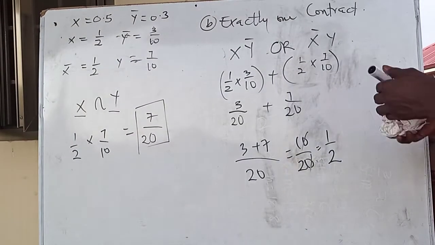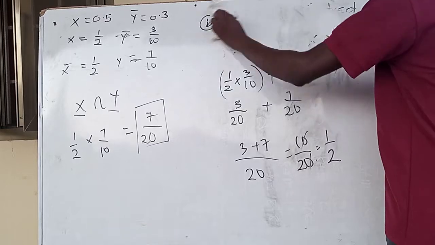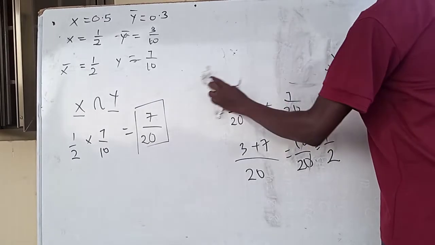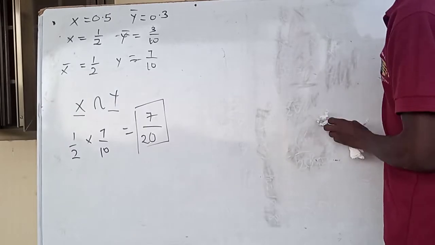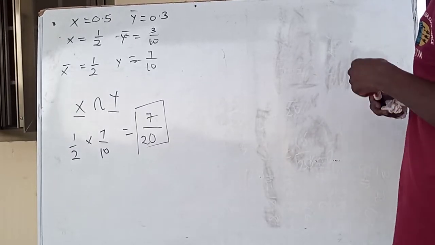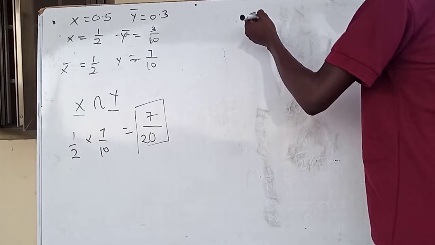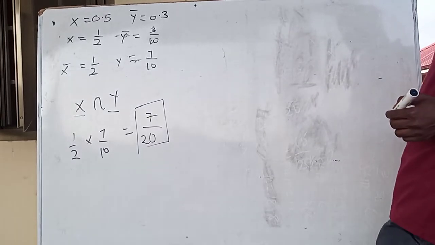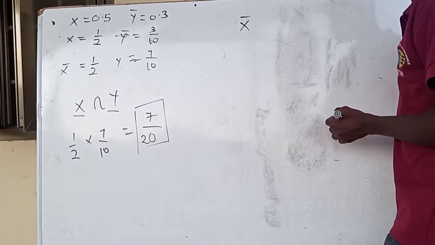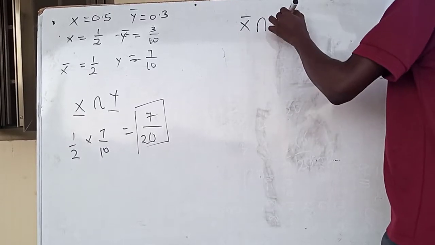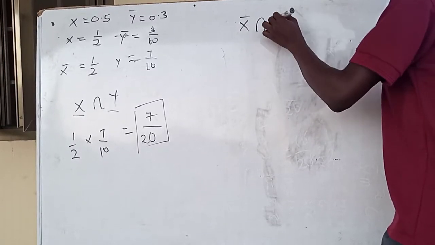Okay, the last question is the probability that you win neither contract. So he will not win X and he will not win Y. You get it? None of them. So he will not win X, and he will not win what? Y.